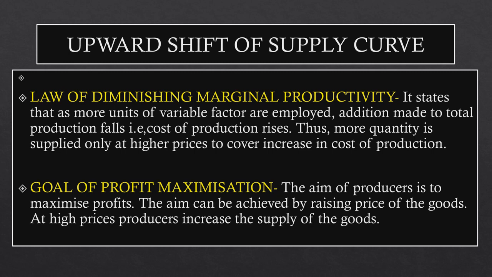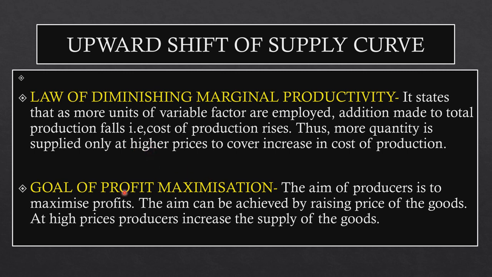So what happens is, under the law of diminishing marginal productivity, the cost of production is decreased, or more quantity of goods is supplied in the market to overcome this cost of production. Just to maximize their profits, the producers are selling more because they are incurring huge costs in producing the goods. So they are supplying more goods so that they reach the reasonable profits or the target of profits that they want to achieve.